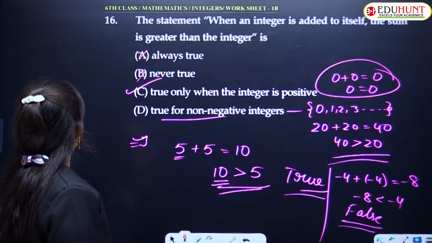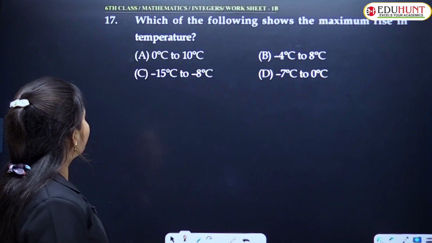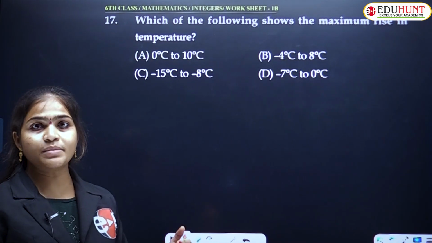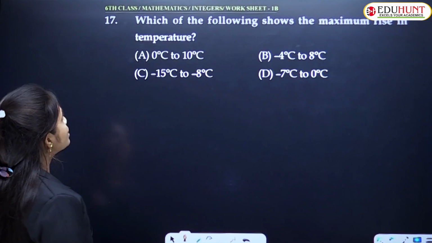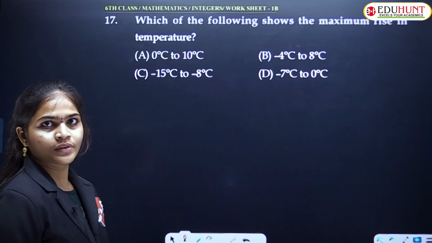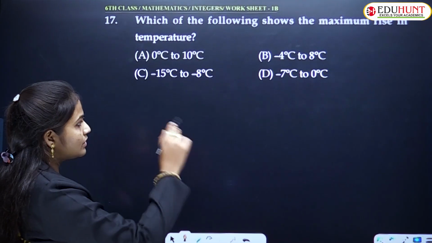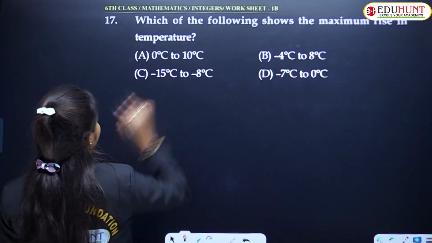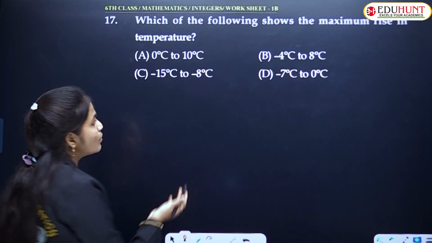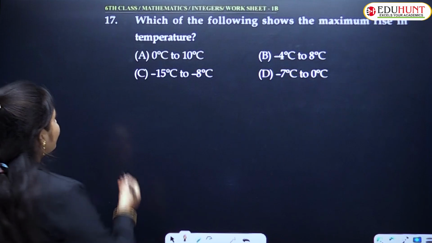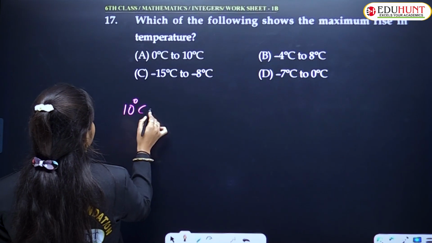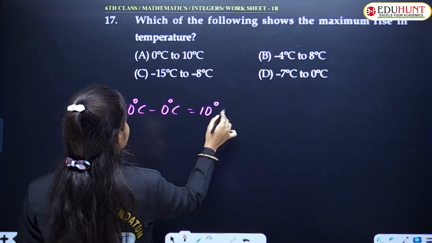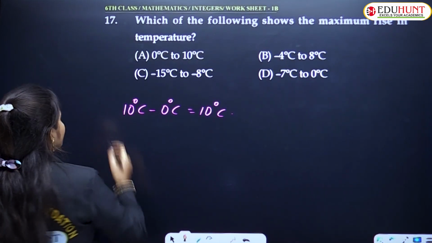Understand? Yes. Next, 17th. Which of the following shows the maximum rise in temperature? Maximum rise in temperature. So you just have to take the difference. Or else if you want to take it as steps, you can do that also. Okay, 0 to 10 degrees. 0 to 10 degrees, what is the difference here? 10 degrees Celsius minus 0 degrees Celsius, again you will get 10 degrees Celsius only. That is option A.